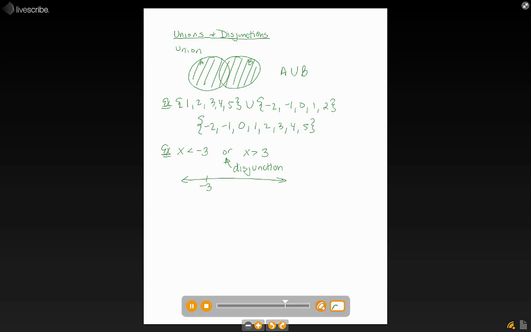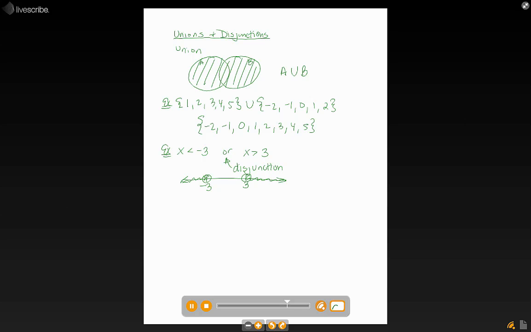I'll put -3 and 3 on a graph. Who's less than -3? Which way do I shade? Left. Not included. And where do I shade for x greater than 3? To the right. Not included. That whole thing is the solution to x less than -3 or x greater than 3, because it means that either x is smaller than -3 or x is bigger than 3. It's not no solution. It's everybody here and there that is part of the solution.